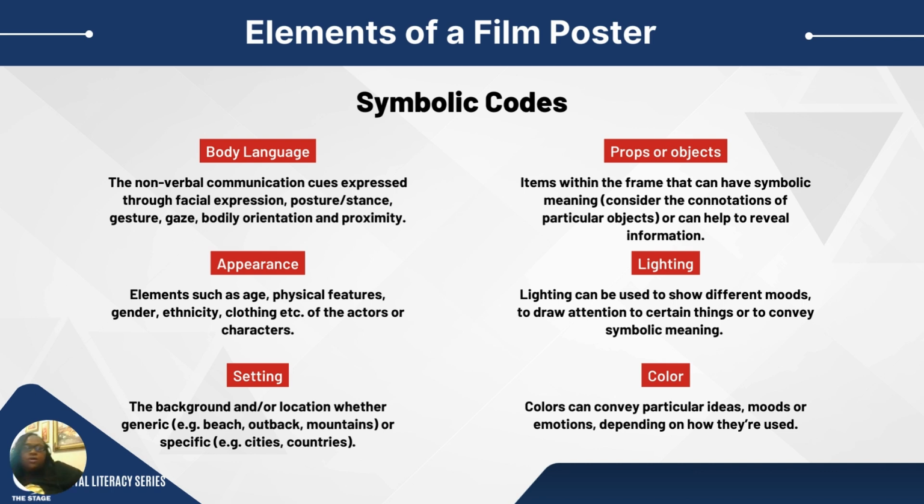All right, so there's some other elements. We sort of talked a little bit about this when we looked at that example. But I want you to think about this as you think about how you're going to formulate your film poster. You also have symbolic codes, right? So these are things that are not necessarily described in words, but more or less images. Body language, the nonverbal communication cues expressed through facial expression, posture, stance, gesture, gaze, bodily orientation, and proximity.